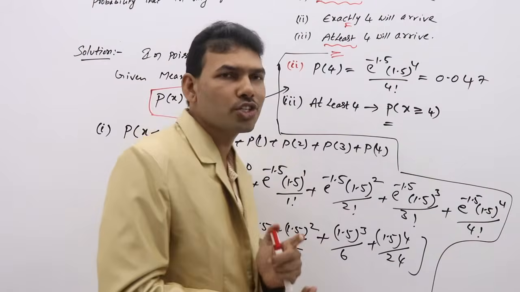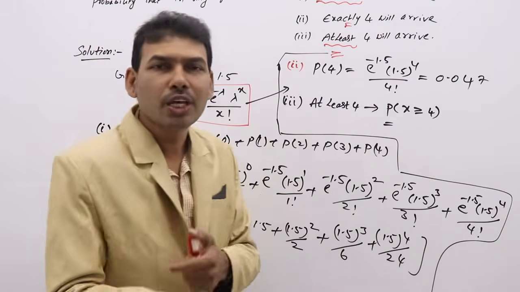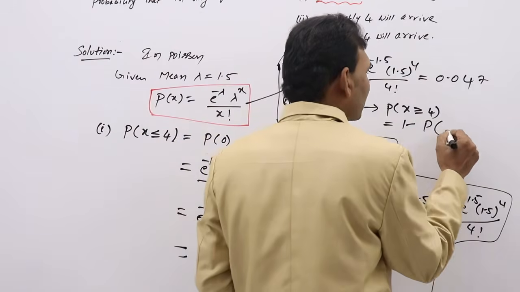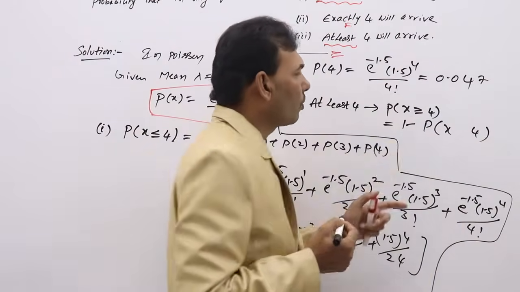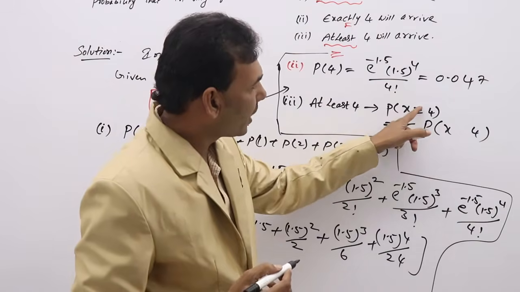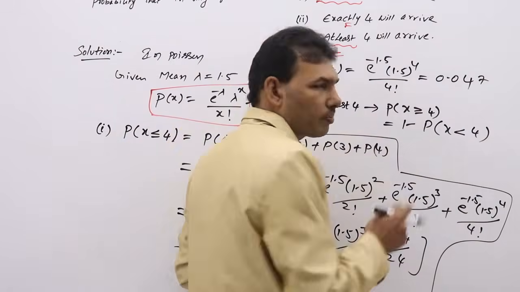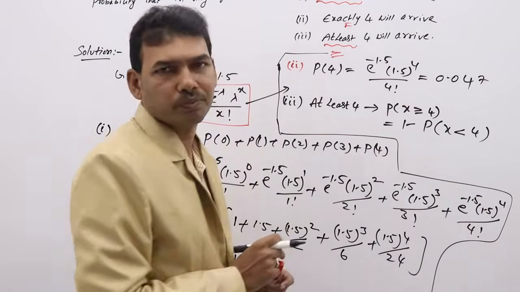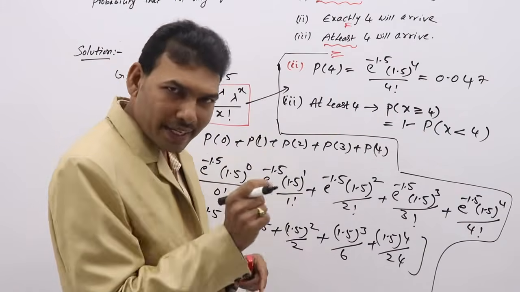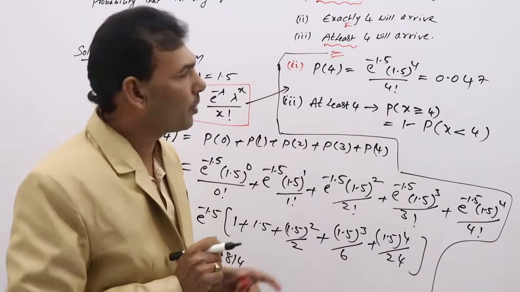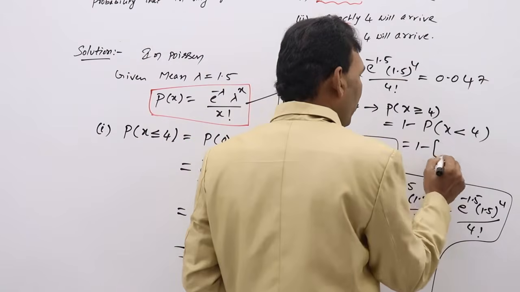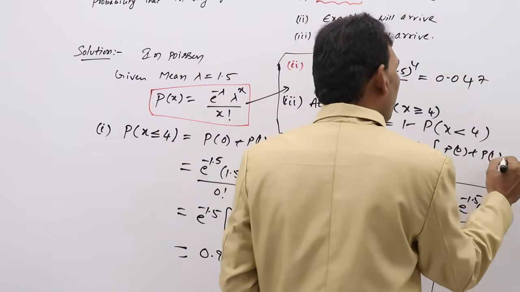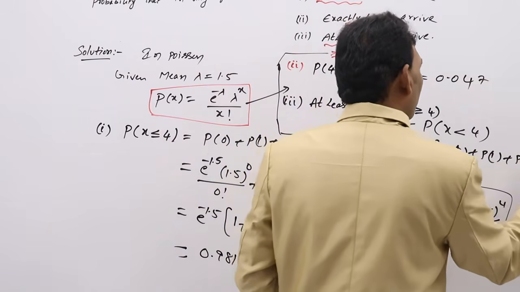So in all Poisson distribution problems, for the greater than case, you need to apply the indirect method. That is like this: 1 minus P of x less than 4. If you have greater than or equal to, make it less than. If you have only greater than, keep equal to there. If you have greater than or equal to, write only less than there; don't write equal to. X less than 4 means 1 minus the less than 4 cases: P of 0 plus P of 1 plus P of 2 plus P of 3.